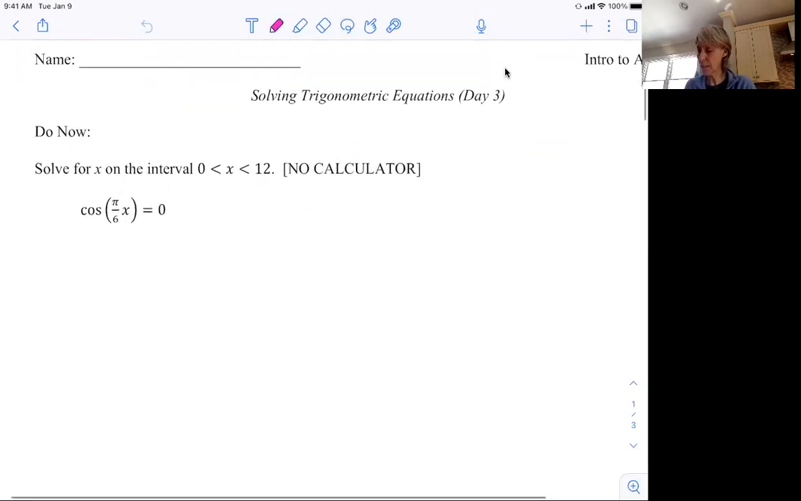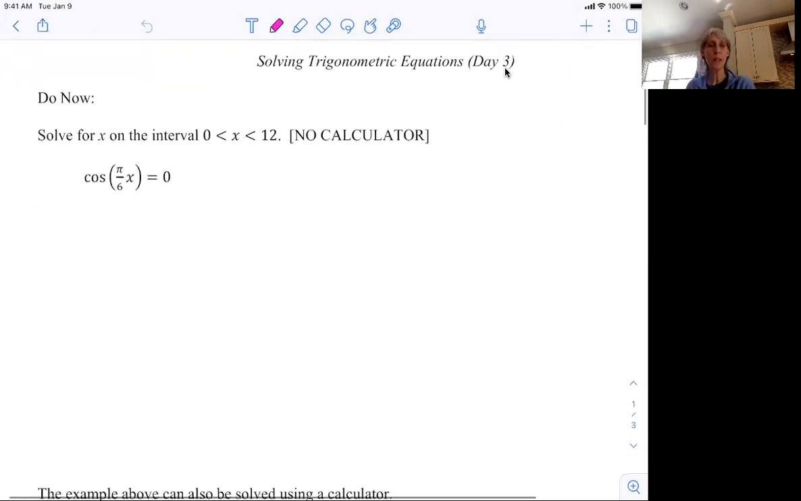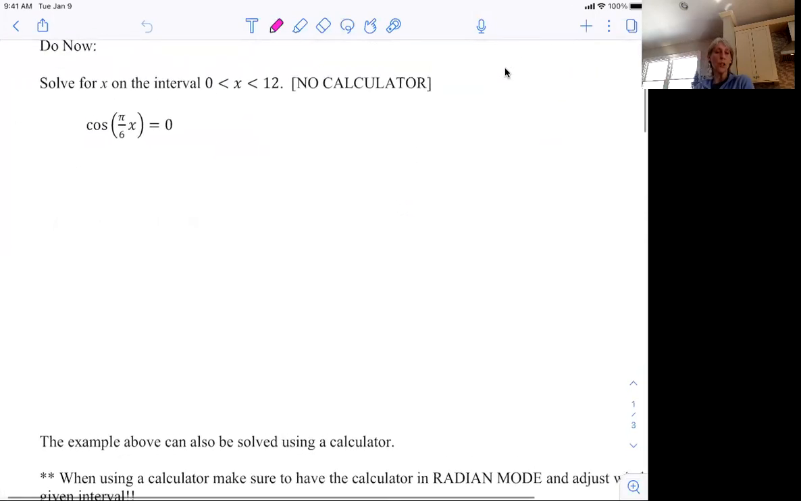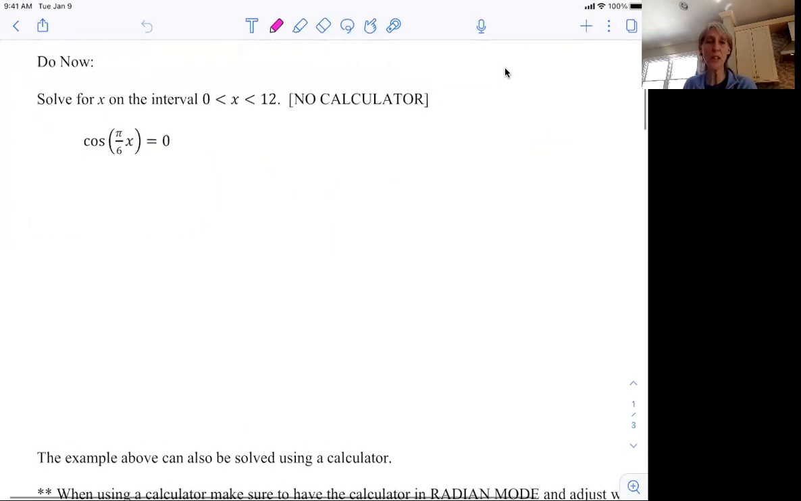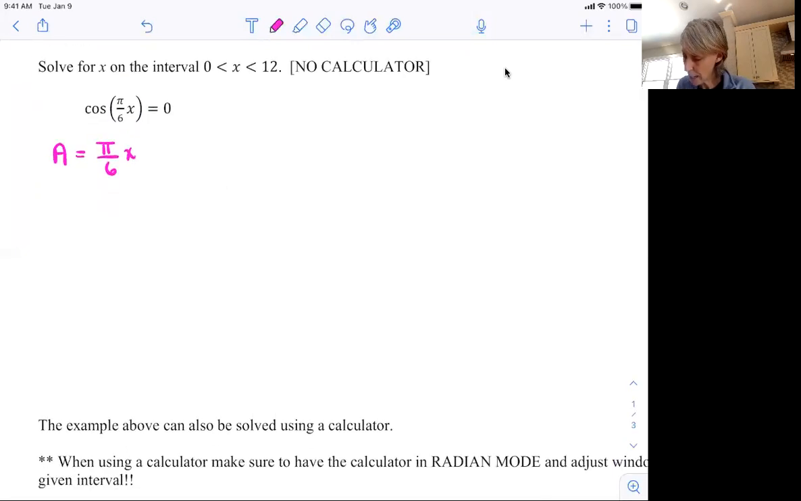So we're going to have to treat this like one of the types of equations that we did yesterday. When I look at my actual equation, I see I have a multiplier in front of my x. So even though it's scary, even though it's pi over 6, that doesn't matter. Just leave it alone. A equals pi over 6x. And start with that. So now we have cosine A equal to 0.